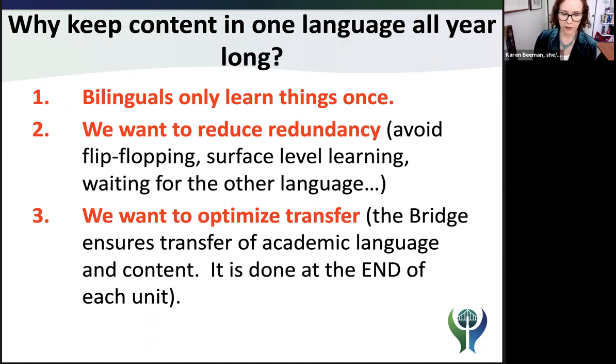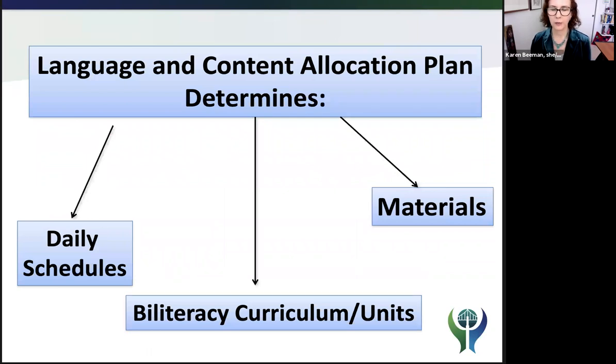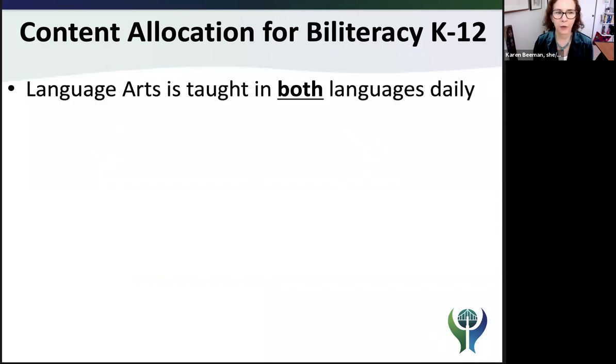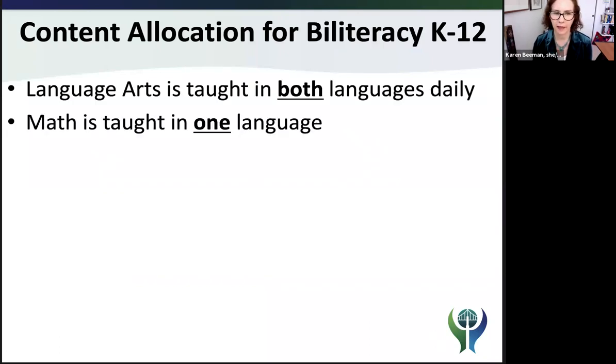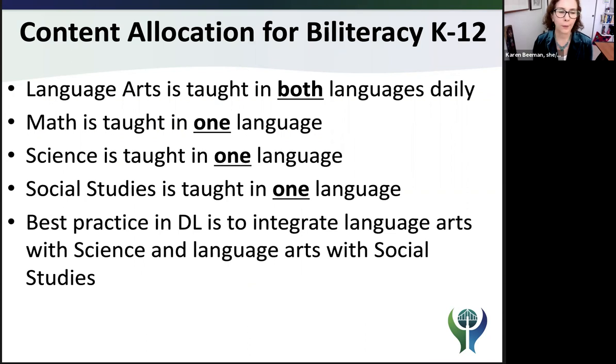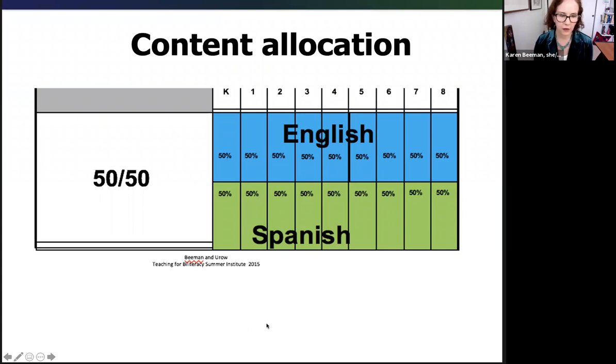And so what do we do? The first thing we do is we develop a language and content allocation plan that reflects these guidelines. And we realize that this plan determines our schedules, our curriculum units, and our materials. And so the content allocation plan will have determined that language arts is taught in both languages daily, math in one, science in one, social studies in one, and we're going to integrate language arts with science and language arts with social studies. I want to show you in a 50-50 model, which is the one that your district uses, what this would look like. So 50% of the day is in Spanish, 50% of the day is in English.